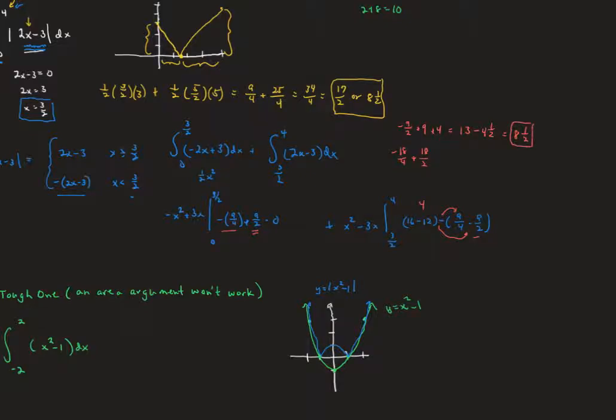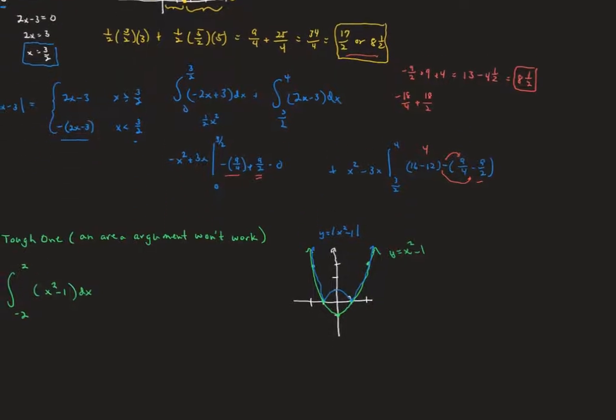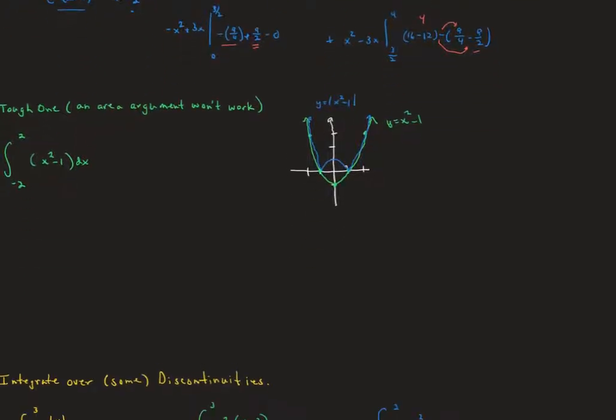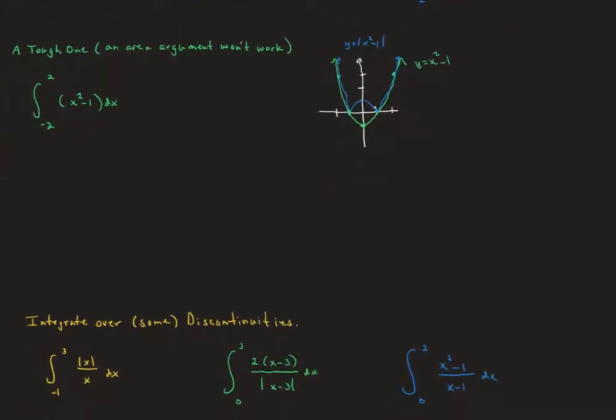That's good news because that's the same thing we got using the area argument. Okay? I'm going to scroll up here. Now here is one that's pretty tough because this is an example. Oops, I forgot the absolute value. Let me stick it in there. Let me see if I can still erase that. So what I really want is the absolute value of x squared minus 1.